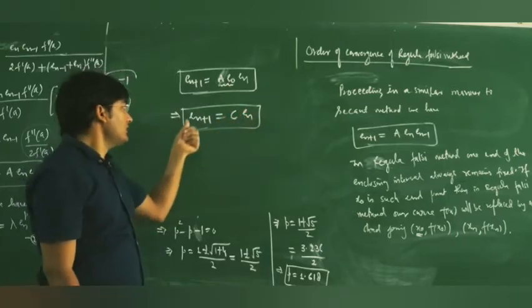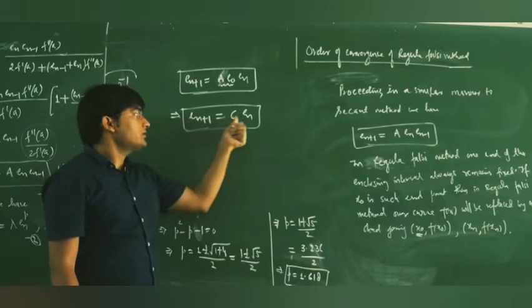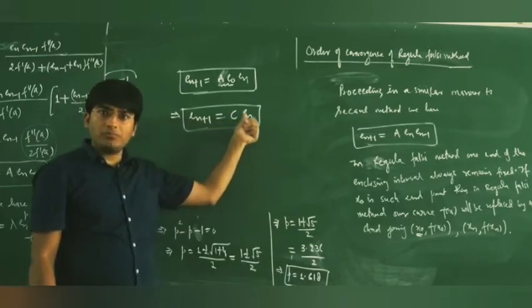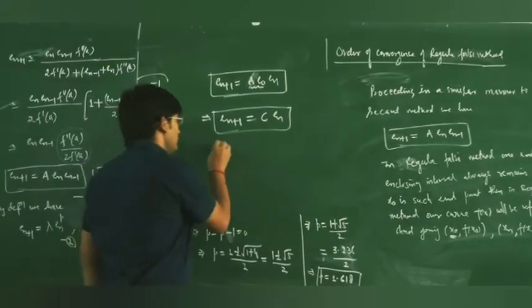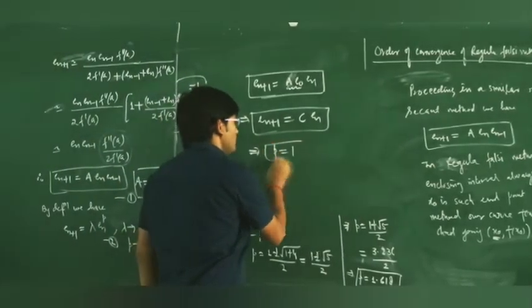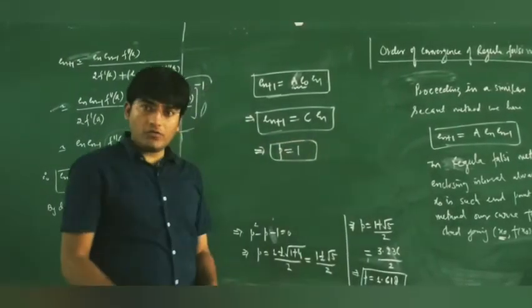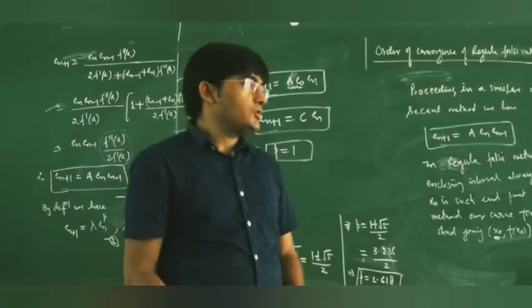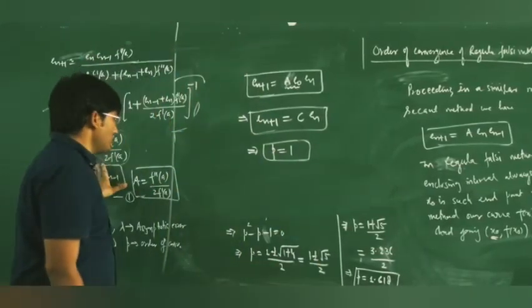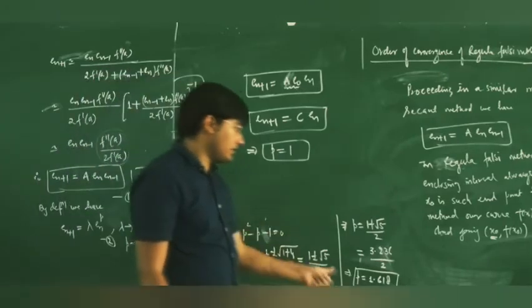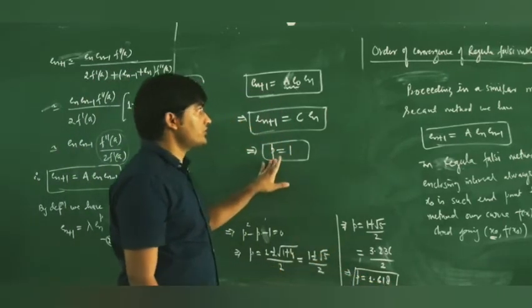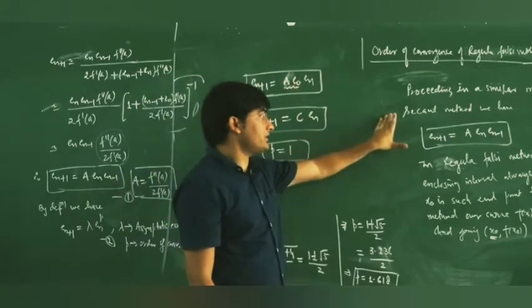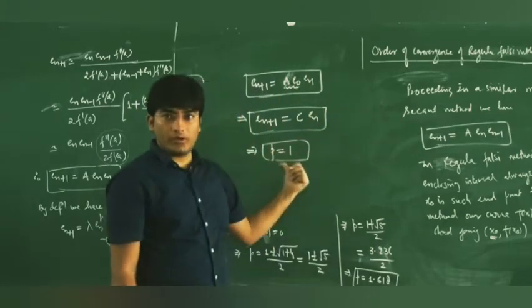Now here you can see that your en plus 1 is directly proportional to en power 1, so your order of convergence is 1. So in this case for p is equal to 1, the order of convergence of this regular Falsi method is 1. So the order of convergence for the second method is 1.618, whereas the order of convergence for this regular Falsi method is linear, that is your 1.